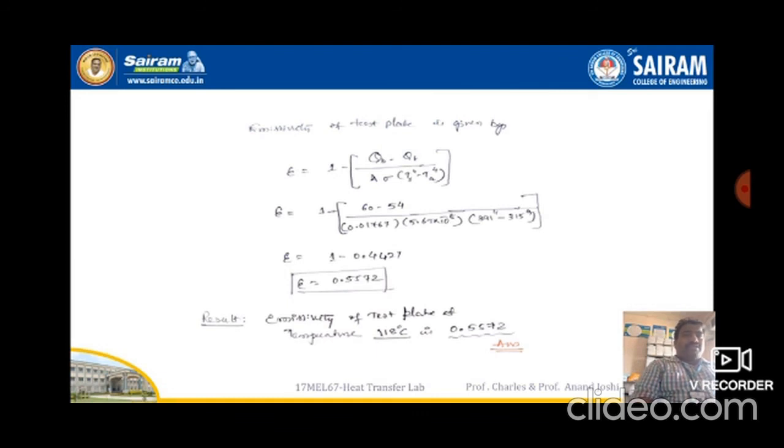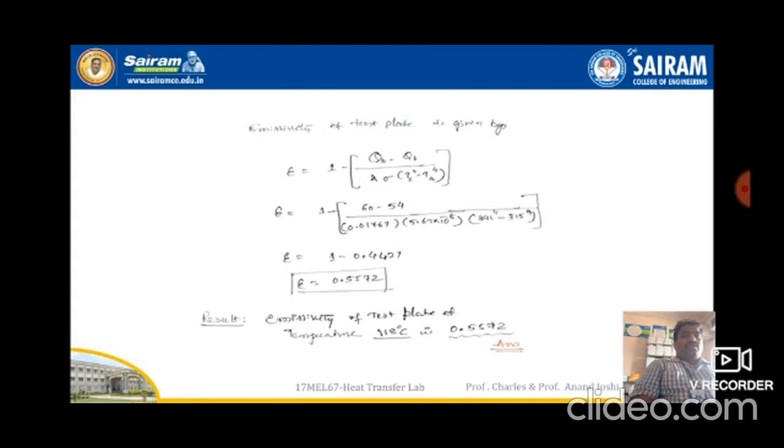So 1 minus 0.4427, you will get around 0.5572. So this is the emissivity of the test plate at a temperature of 118 degrees centigrade: 0.5572. This is the emissivity of the given test plate.